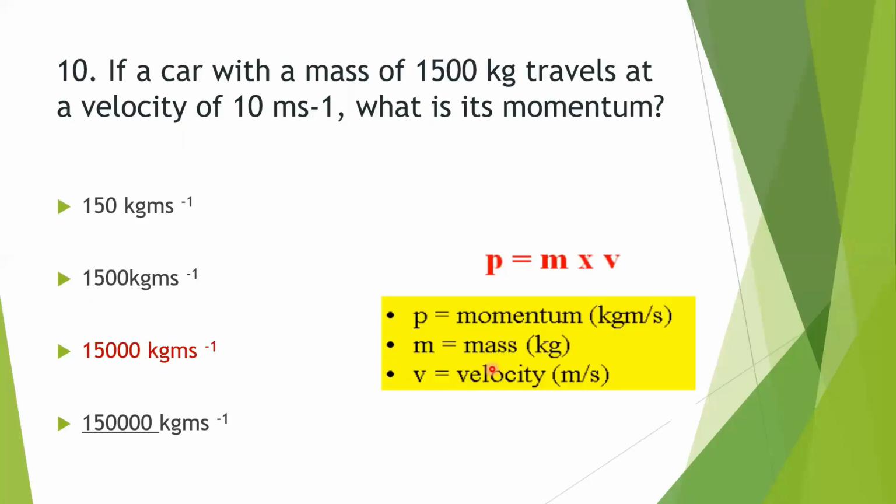Number 10. If a car with a mass of 1,500 kilogram travels at a velocity of 10 ms minus 1, what does this mean? 10 meters per second. What is its momentum? It's very easy. Yes, you have to write P equals m into v, the equation for momentum. Then simply use 1,500 as m, v as 10, and you will get the answer as 15,000 kilogram meters per second.